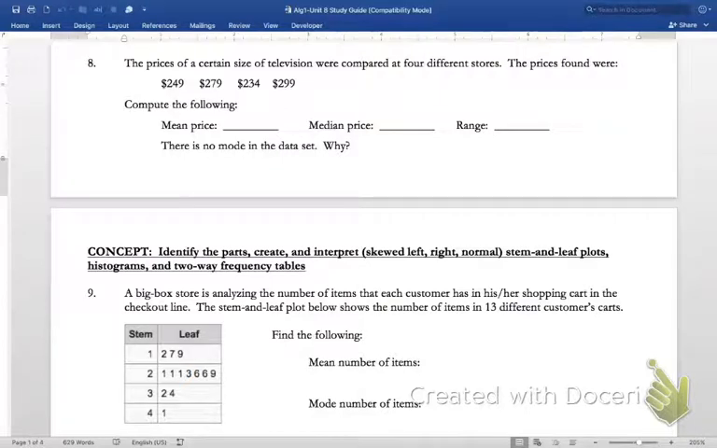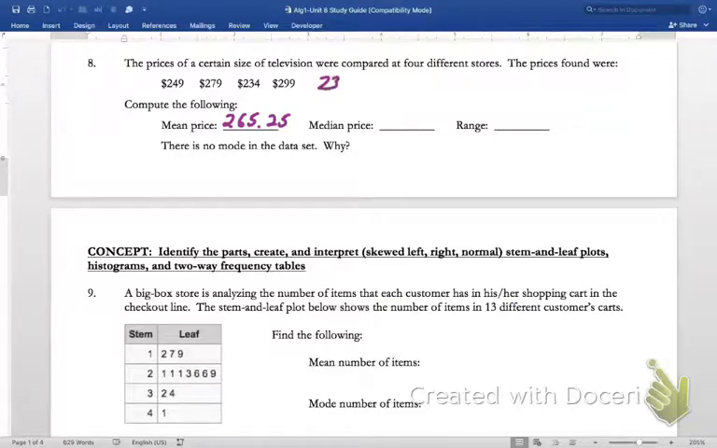And finally, number 8. We're just making some calculations here. The prices of a certain size of TV were compared at 4 different stores, and so we need to find the mean, median, range, and discuss the mode. Well, to find the mean, I'm going to add them all up, divide by 4. So the mean price turns out to be $265.25.